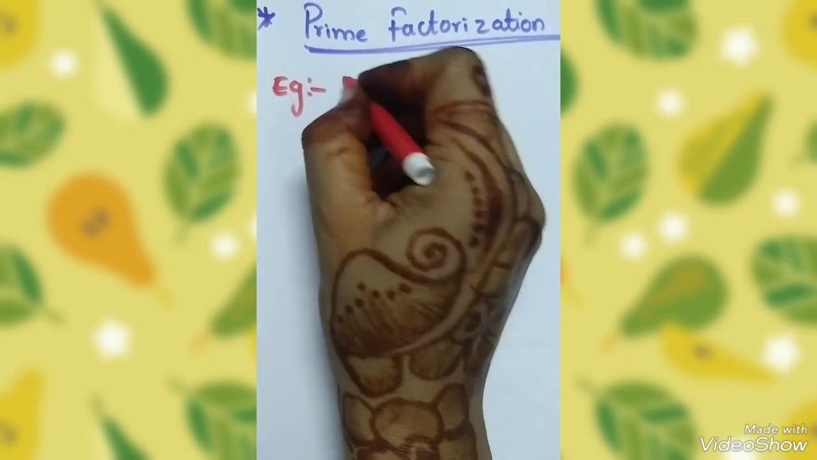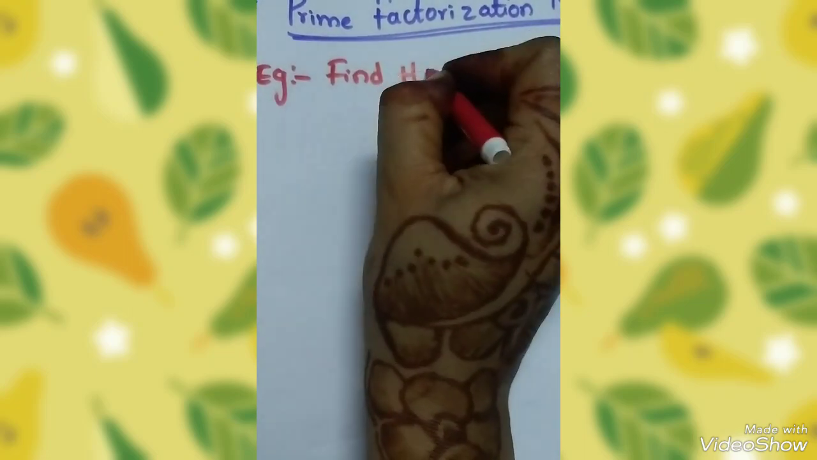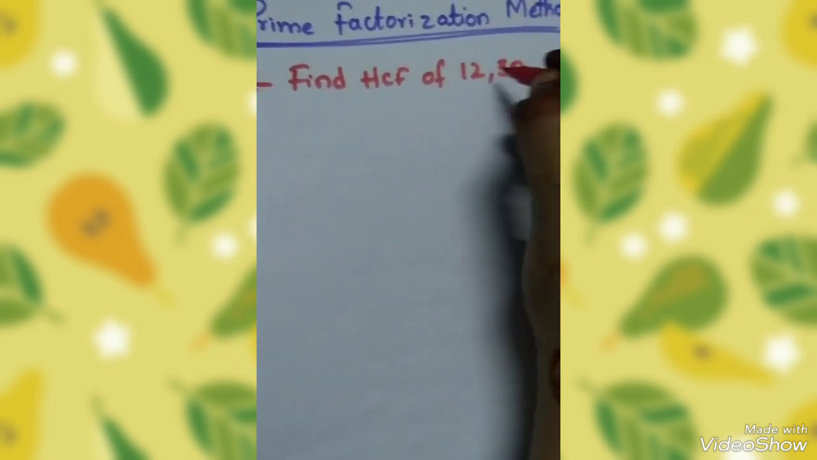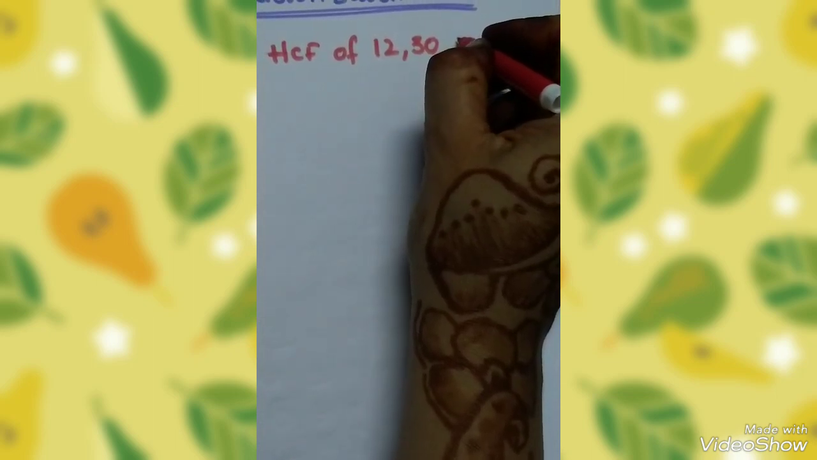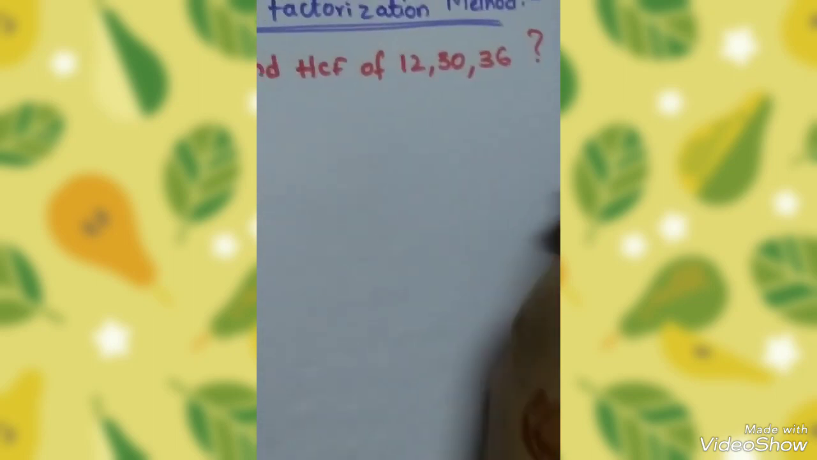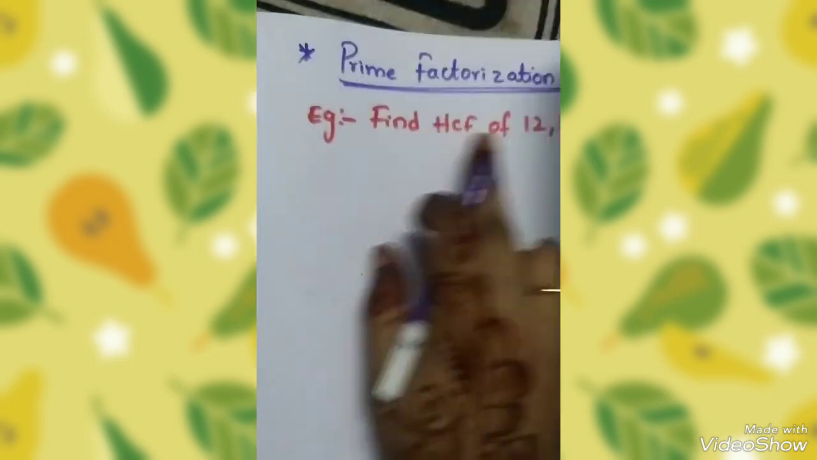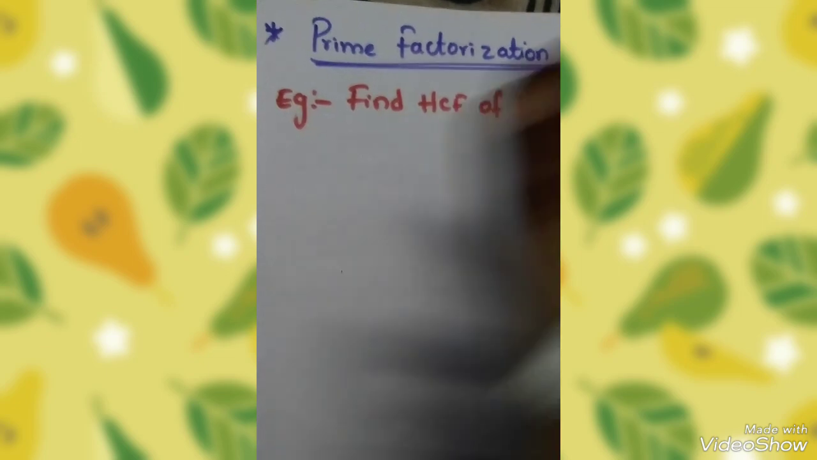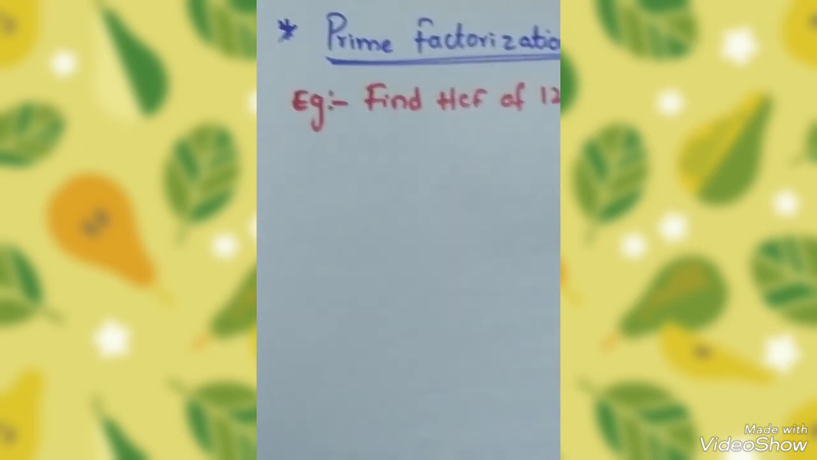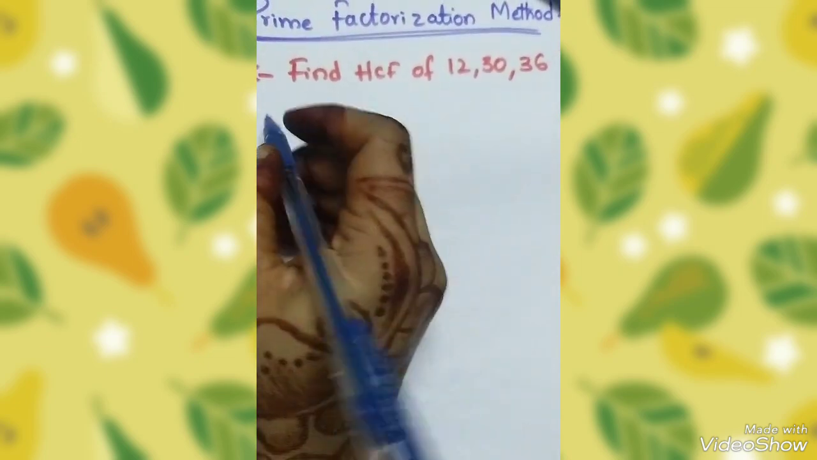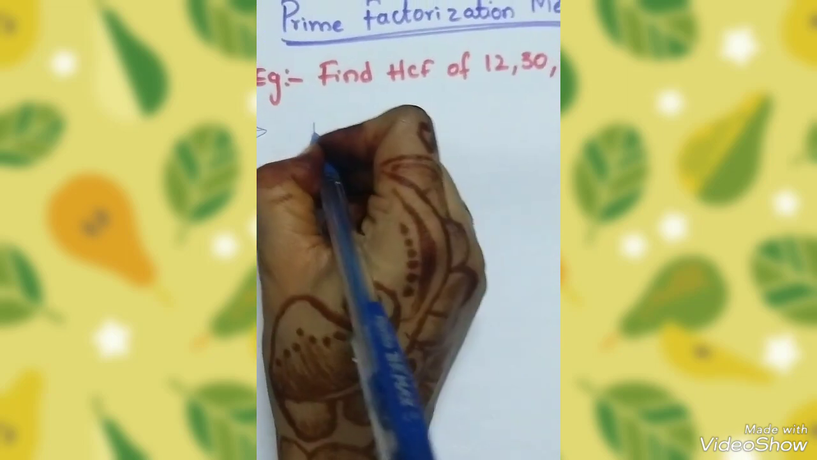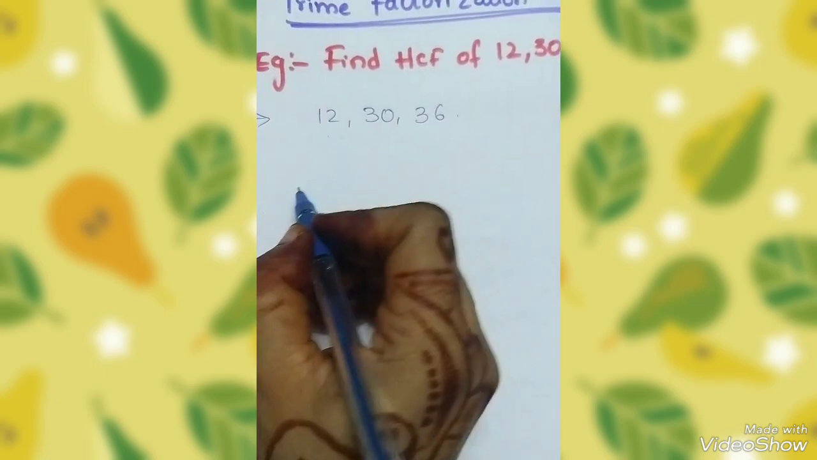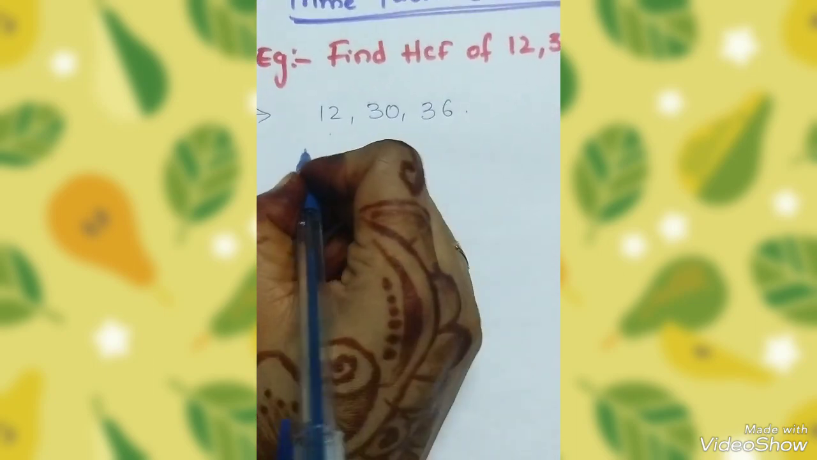Find the HCF of two or more numbers: 12, 30 and 36. Now by using this method I will show the factorization. How? See children, first of all write down the given numbers, 12, 30 and 36. First you have to find the factors of the first number, 12.